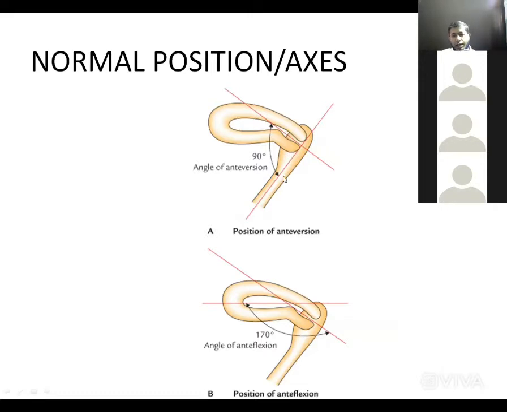There is an angle between the long axis of the cervix and the long axis of the vagina. This angle is near about 90 degrees, and it is known as the angle of anteversion. Whereas this is the angle between the long axis of the body and the long axis of the cervix. This angle is near about 170 degrees, and it is known as anteflexion. So remember, this is the normal position of the uterus in a normal female, that is the angle of anteversion.